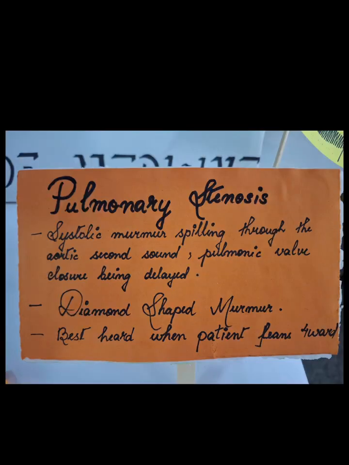Pulmonary stenosis is a systolic murmur spilling through the aortic second sound, with pulmonic valve closure being delayed. It is a diamond-shaped murmur and is best heard when the patient leans forward.